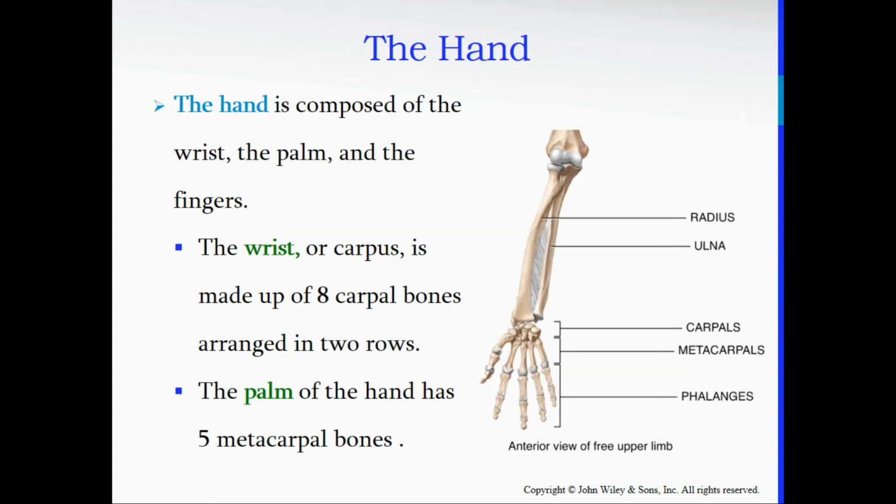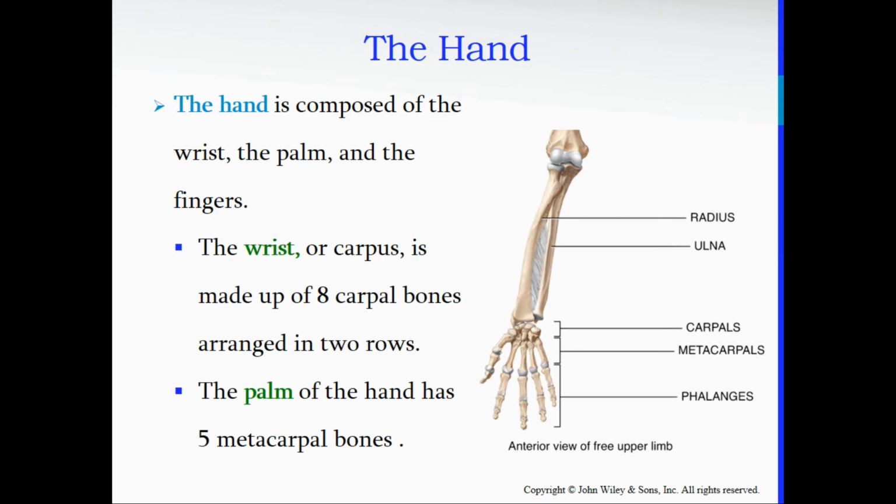Now we move to the hand. The hand is composed of the wrist, the palm, and the fingers. The wrist, or carpals, the bones in the wrist are collectively referred to as the carpals, is made up of 8 individual carpal bones arranged in 2 rows. The palm of the hand has 5 metacarpals.